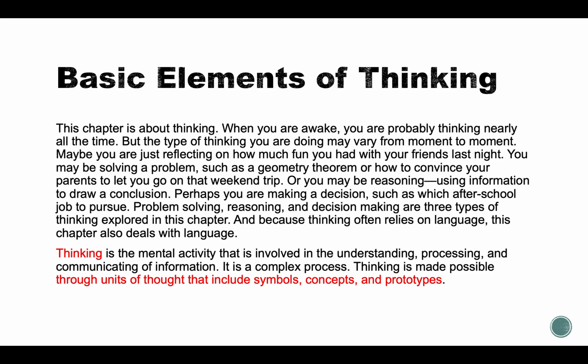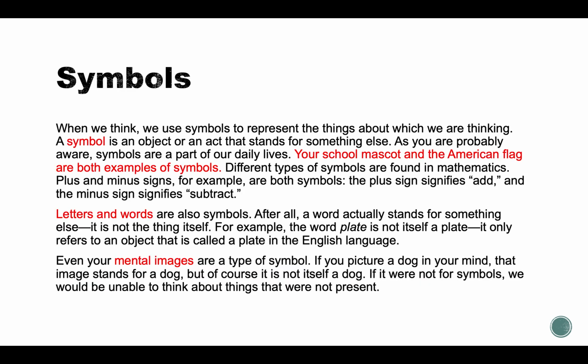Thinking is the mental activity that is involved in the understanding, processing, and communicating of information. It is a complex process. Thinking is made possible through units of thought that include symbols, concepts, and prototypes. All right, so when we think, we use symbols to represent things about which we are thinking, and a symbol is an object or an act that stands for something else.